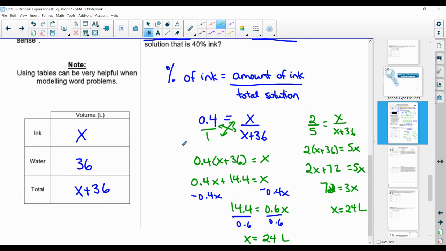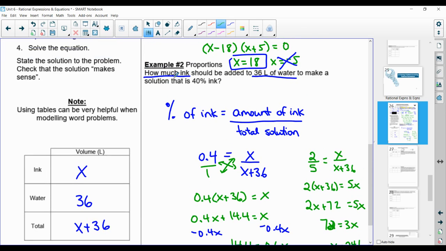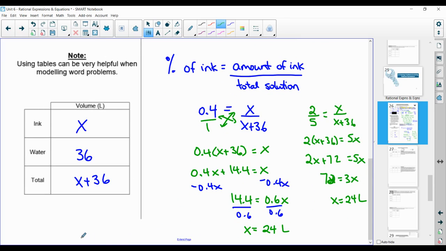Again, it's important to go back and double check what they're asking. We're being asked how much ink should be added, so we should be adding 24 liters of ink. And you can always go back and double check. 24 plus 36 would give us our total, and if we take that 24 and divide by our total, we should get 40%.